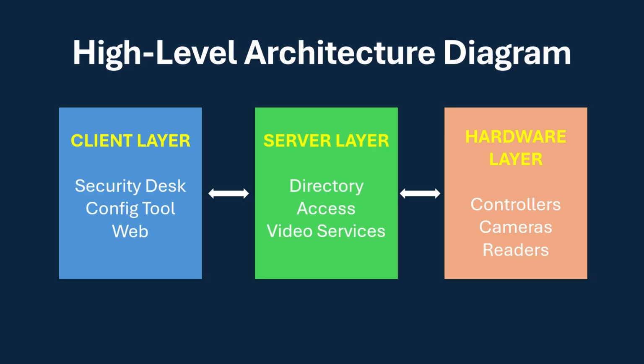In the middle is the server layer. This is the brain of the system. Multiple server roles handle different functions. The Directory server manages everything. Access Manager handles access control, and video services manage cameras. At the bottom is the hardware layer. These are your physical devices, the controllers, the cameras, the readers, etc.